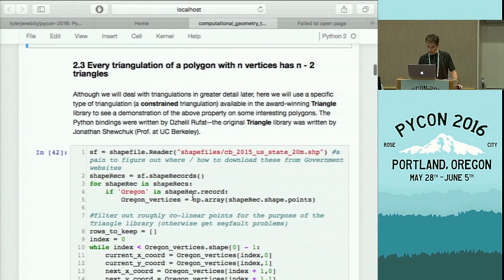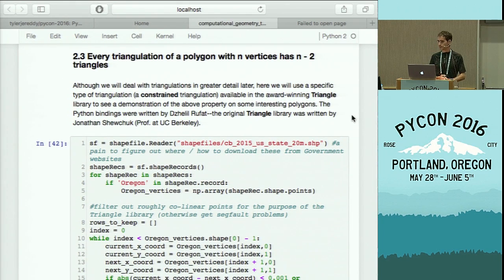So we're going to learn about a few new Python libraries here. And we'll also deal with triangulations in a lot of detail later when we switch from polygons to point sets, where we're going to use a specific type of triangulation, in this case called a constrained triangulation. So we're constrained to a polygon. And it's available in this famous Triangle library, which was written in C by Jonathan Shewchuk, who's a Canadian professor at UC Berkeley. And the open source Python bindings, just a light wrapper over that, were written by Dzhelil Rufat. So that's available on GitHub.